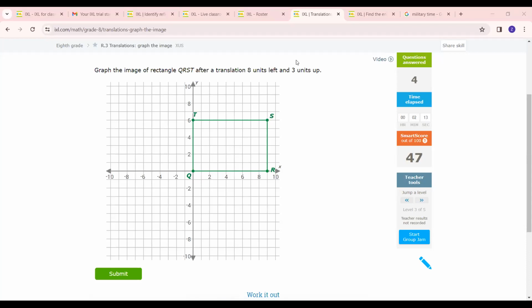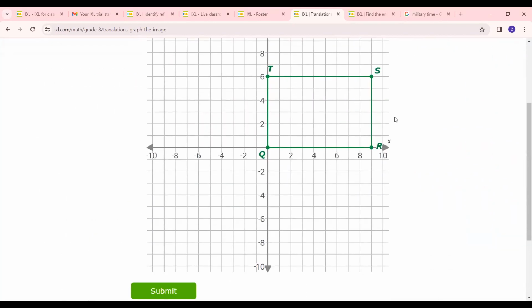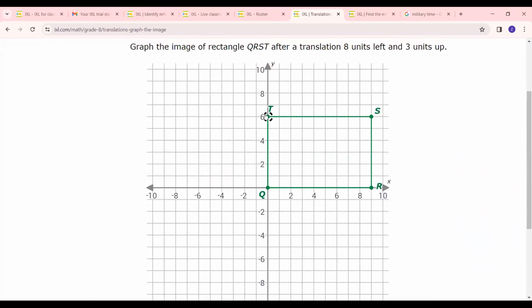Can you repeat one more time for me, please? Okay, so do it over again, please? Okay. So let's look at this chart on the rectangle. They say move it 8 units to the left and then 3 units up. So each point we've got to move 8 units to the left and 3 units up. So it's going to be 1, 2, 3, 4, 5, 6, 7, 8, and 3 units up. 1, 2, 3. So that's the first point.